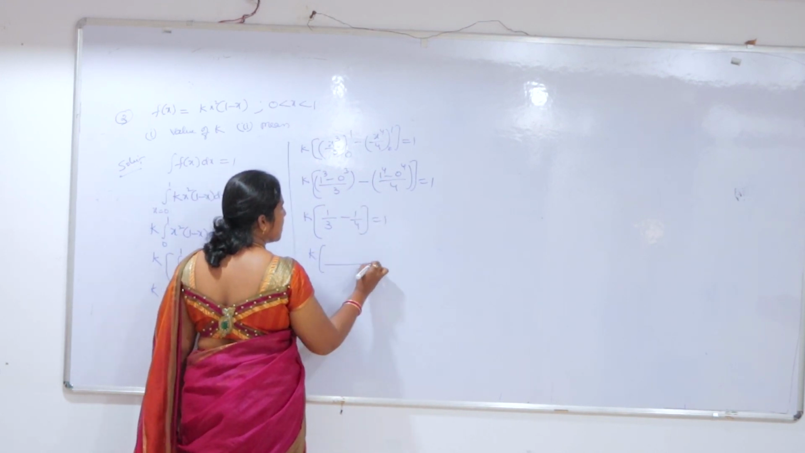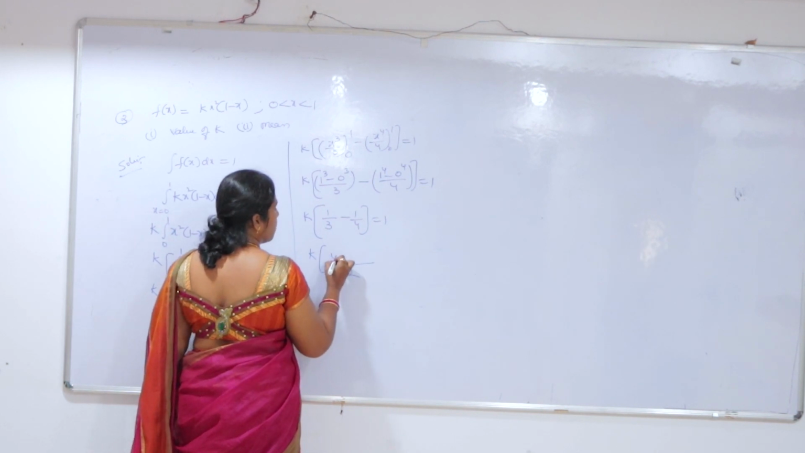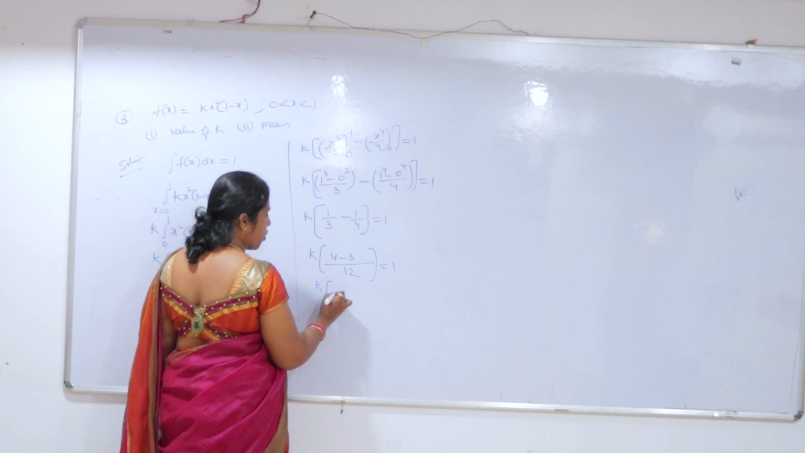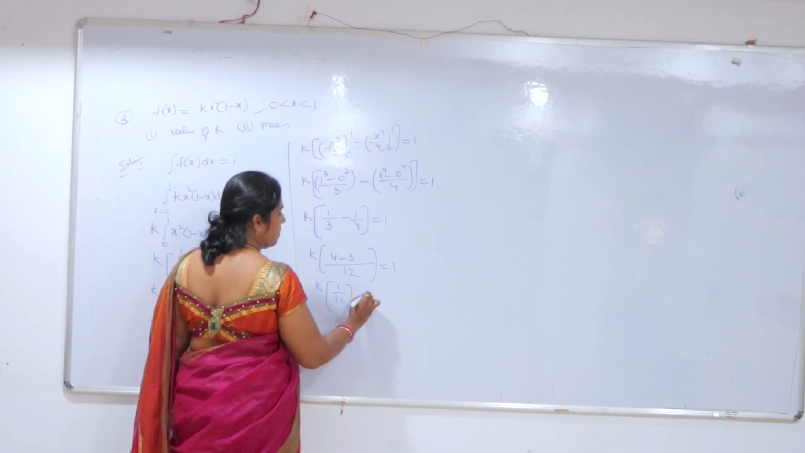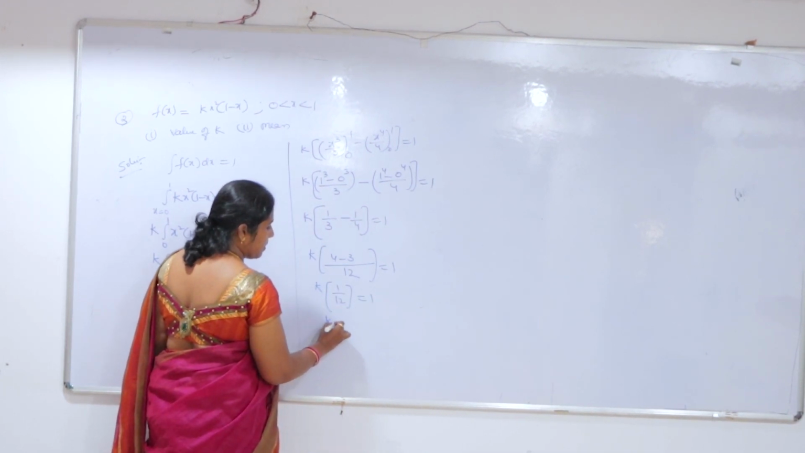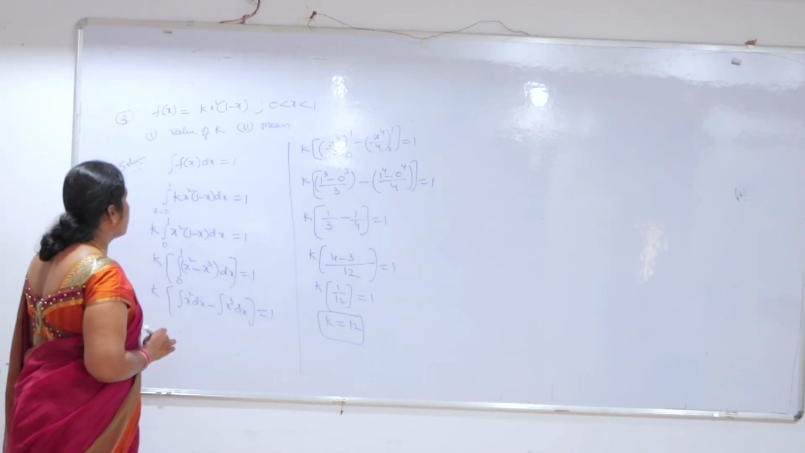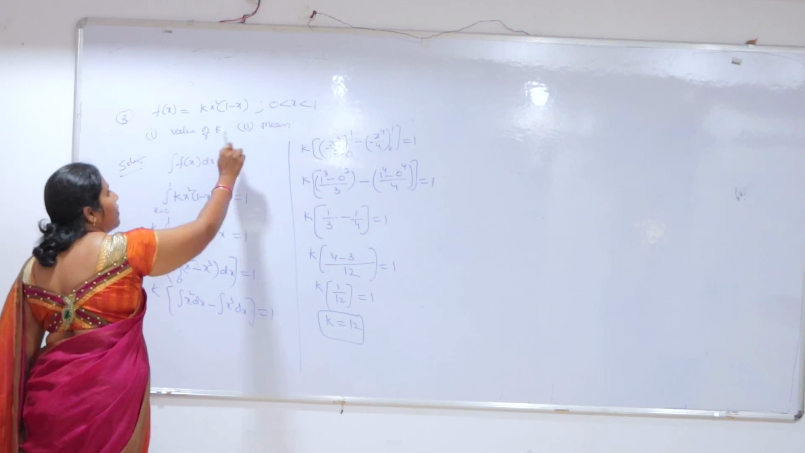So take the LCM, 3, 4 LCM is 12. So you get 4 minus 3 which is equal to 1. So k into 4 minus 3 is 1 by 12. So k by 12 equal to 1, which is nothing but k value equal to 12. So this is the value of your k. Now you need to find the value of mean.